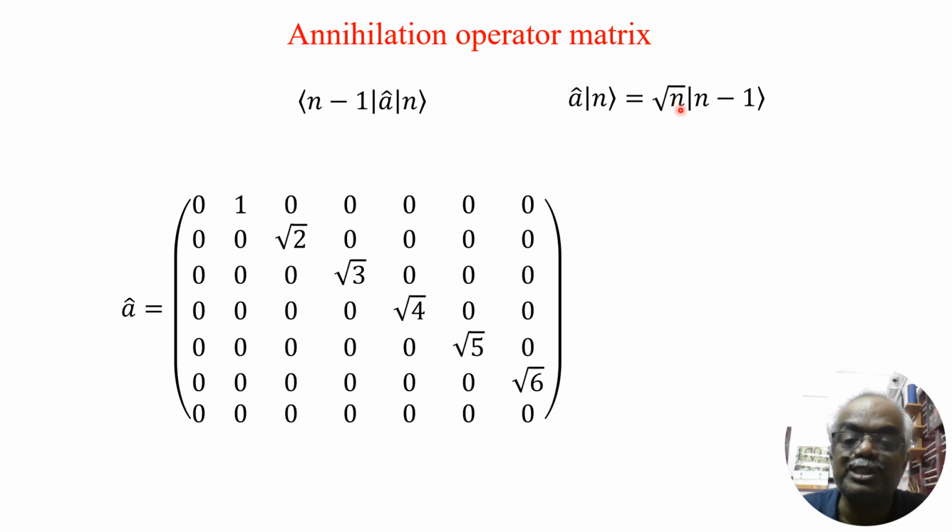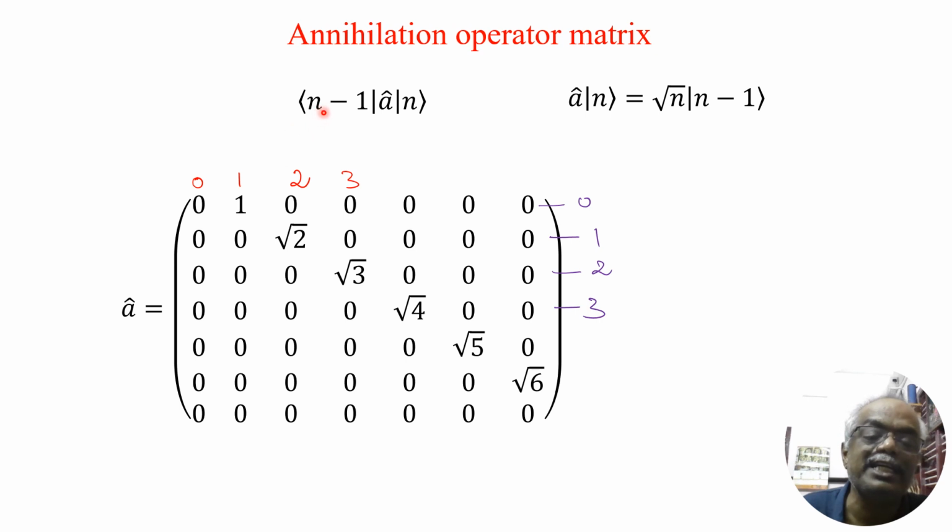When n is equal to 0, the square root of 0 is 0. So this is a null vector, and you cannot get anything. So this is as usual: zeroth column, first column, second column, and third column. Similarly, this is the zeroth row, first row, second row, like the previous case, third row. Now n cannot be 0. When n is equal to 1, what will happen? n is equal to 1, so 1 minus 1 is 0. This is the row vector, the 0th row.